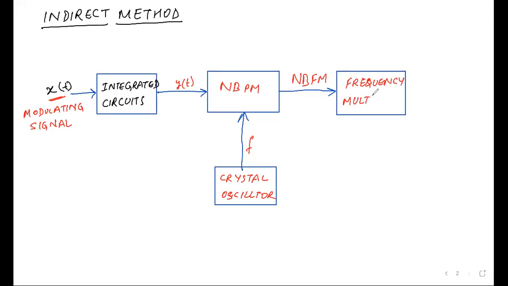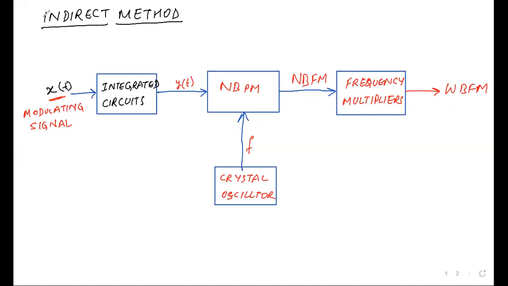Frequency multipliers, and after that, when the narrowband FM is frequency multiplied, in that case we will get the wideband FM signal. Okay, so this is the very basic block diagram for this indirect method.